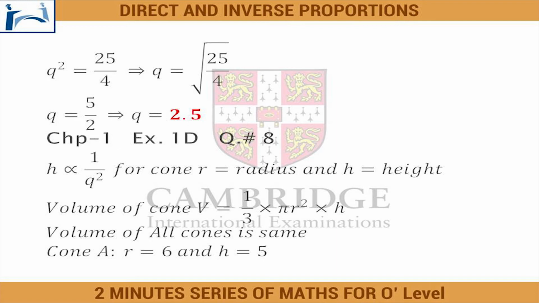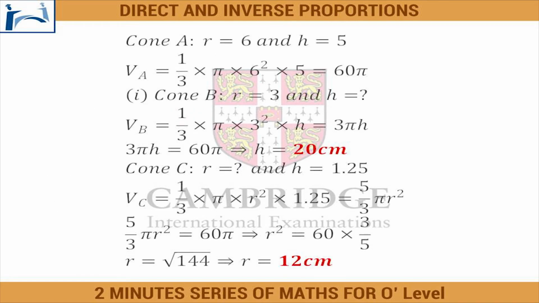Now question number 8. H is inversely proportional to r square. For cone, r is the radius and h is the height. The volume of the cone V equal to 1 by 3 pi r square into h. Volume of all cones is the same. For cone A, r equal to 6, h equal to 5. We calculate the volume of cone A. R is 6, h is 5. Volume of A equal to 1 over 3 pi 6 square into 5 equal to 60 pi.